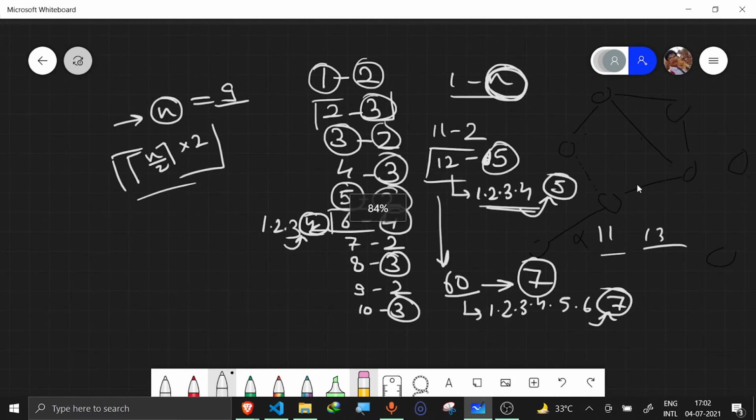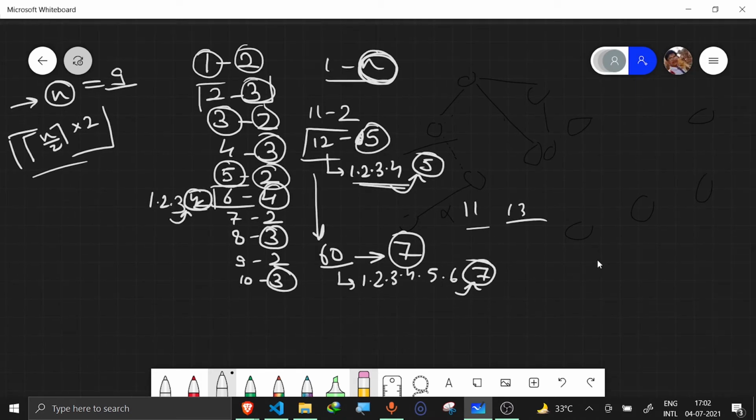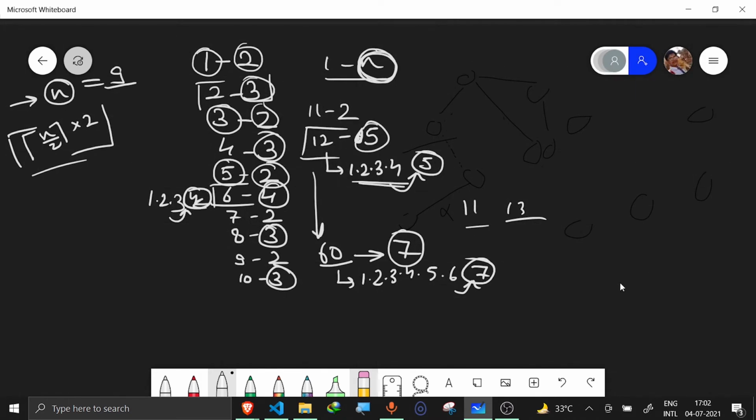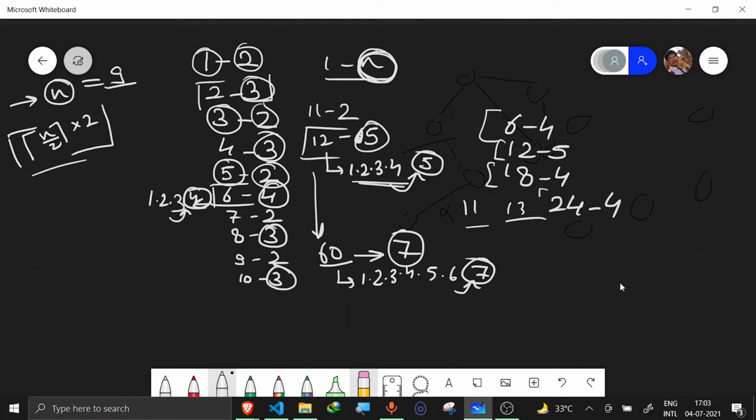So let me zoom out a little bit to create more space. Yeah. So now what you could see is that for 6 it was 4, for 12 it was 5, for 18 it's again 4, for 24 it's again 4. So what you could see is that after every 6 numbers there is at least one 4.